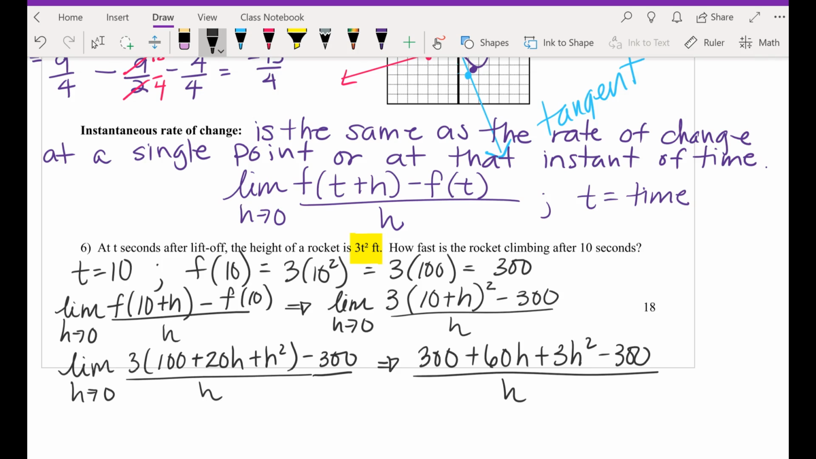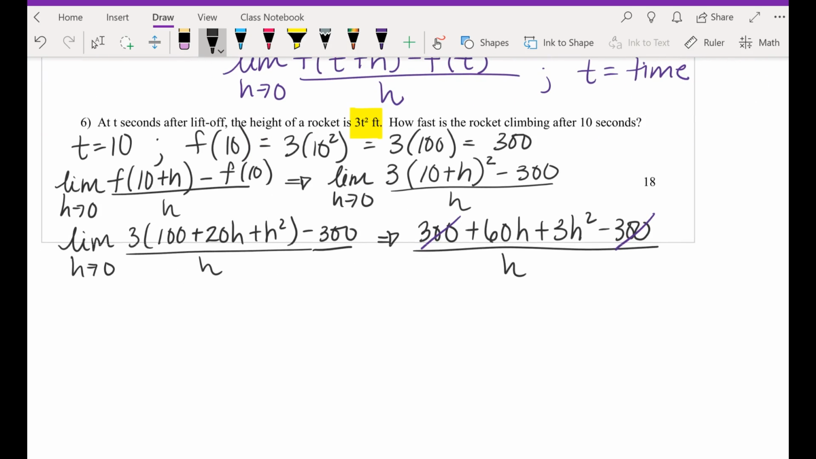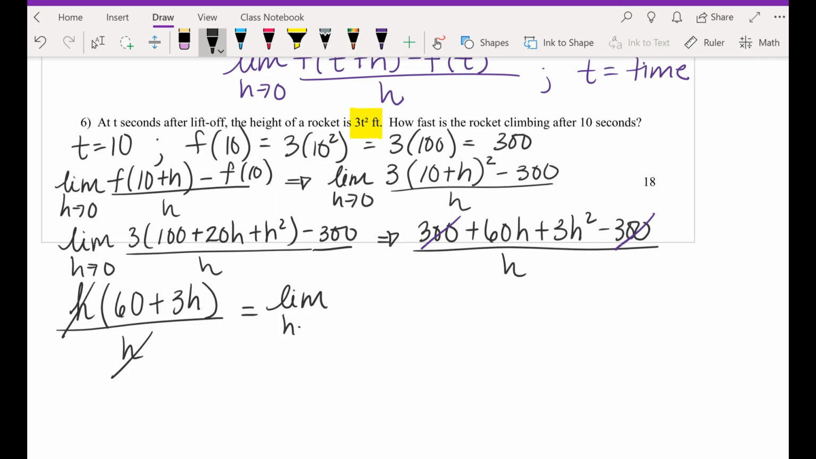Can I get rid of the 300s? What else can I do after? Factor out an h, yep. So we are going to take out an h. I'm going to be left with 60 plus what? 3h, all over h. So now those h's will cancel. As the limit approaches 0, what's happening to my 3h? Can I substitute in and then the 3h goes away? That means I'm left with 60.